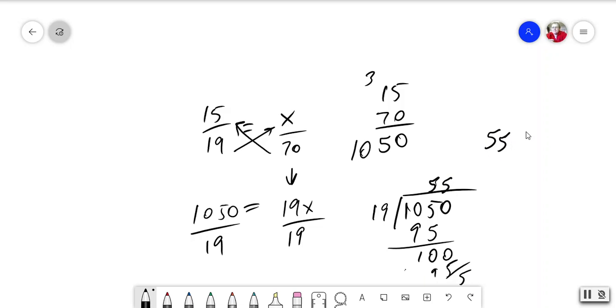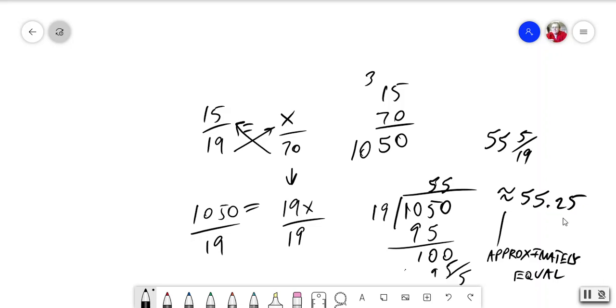So 55 and 5/19. Remember, your remainder becomes the numerator, and the divisor, which was the original denominator, stays where it's at. 5/19 you could change into a decimal. 19 is very close to 20, and 5 over 20 is 1 over 4, which is a fourth. So the wavy equal sign means approximately equal. So 55 and 5/19 is very close to 55.25, not quite.